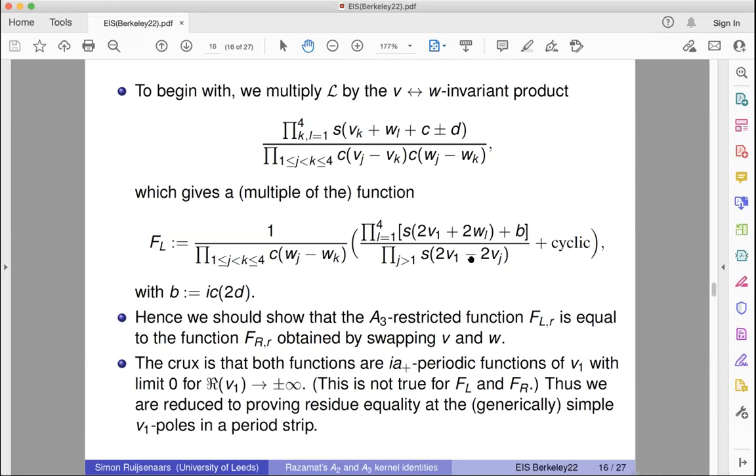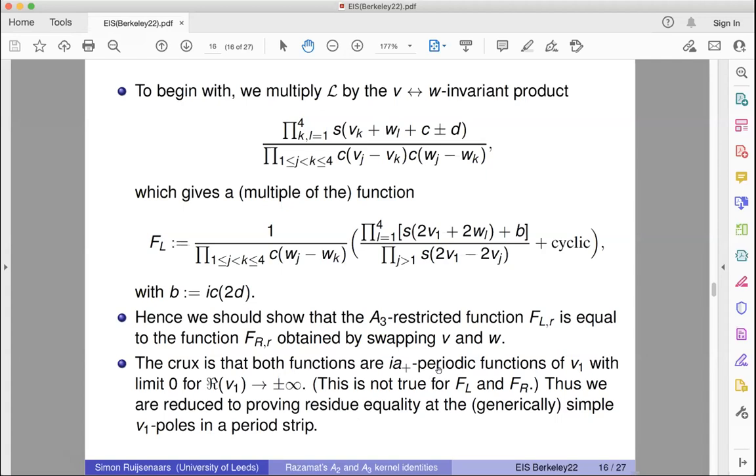But because we have the sum restriction, V4 is actually minus 2V1 plus minus 2V2 plus minus 2V3. So you get here 4V1. So you see already that this is a finite limit. And so actually, if you look now at the cyclic terms, then the limit turns out to be zero. Okay. Well, that means that again, we need only look at residues at the poles, at the V1 poles in the period strip now, because we have periodicity as opposed to the quasi-periodicity that we had in the elliptic case.